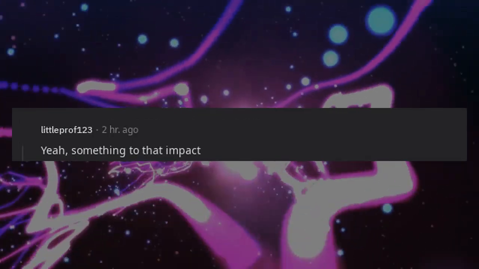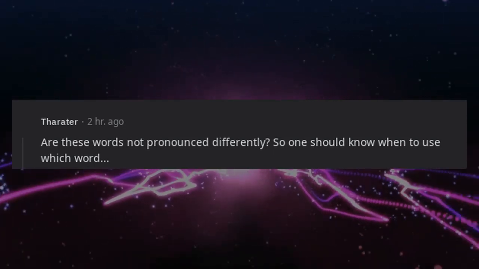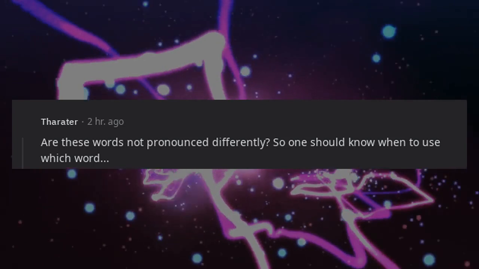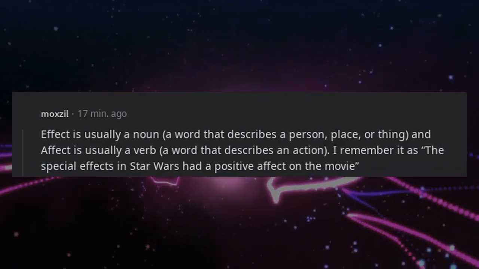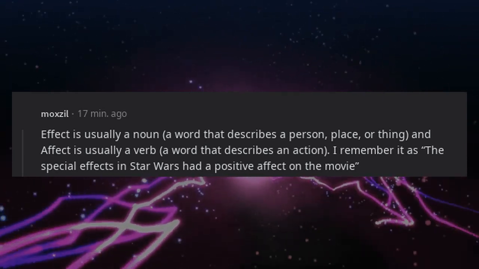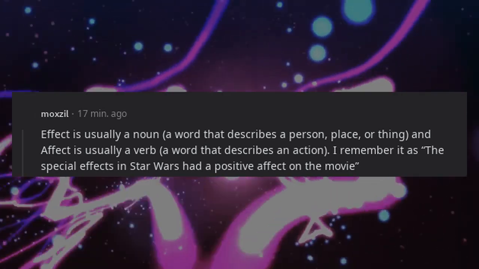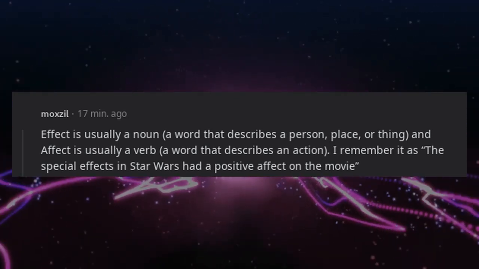Yeah, something to that impact. Are these words not pronounced differently? So one should know when to use which word. Effect is usually a noun, a word that describes a person, place, or thing. An affect is usually a verb, a word that describes an action. I remember it as the special effects in Star Wars had a positive affect on the movie.